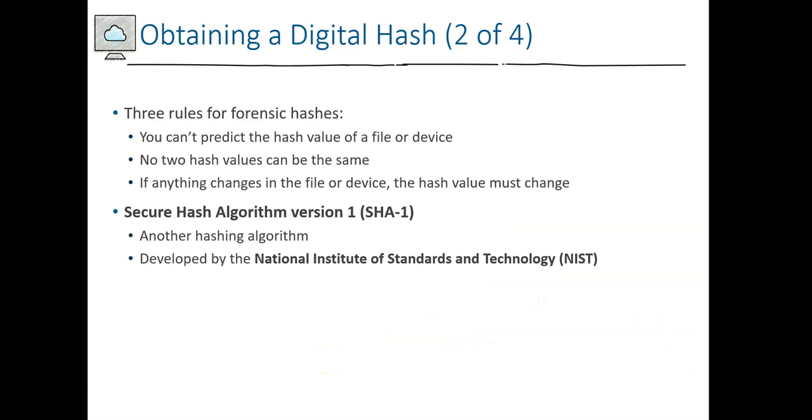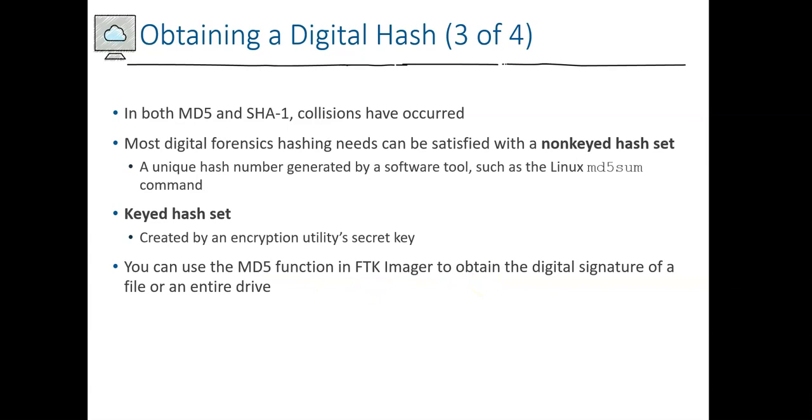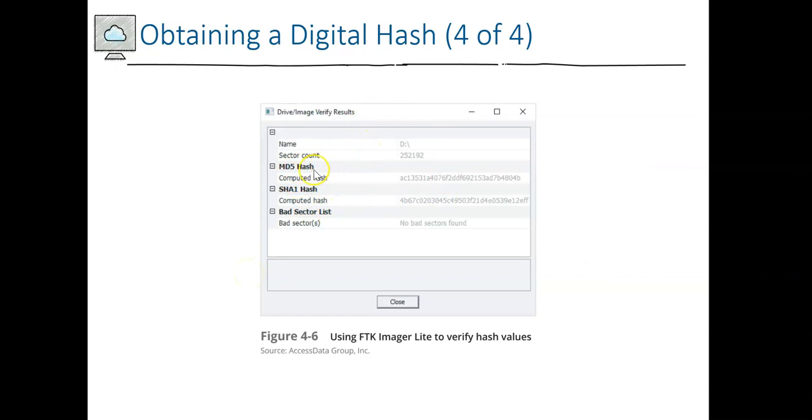And we also have another algorithm called secure hash algorithm version 1. Because there are multiple versions, we call it SHA. It's another hashing algorithm developed by the National Institute of Standards and Technology (NIST). So every operating system must follow or comply with these things. Okay, hash sets are created, and there is an encryption utility with a secret key. FTK is software that uses MD5, for example. So it shows you, for example, this. See this code.